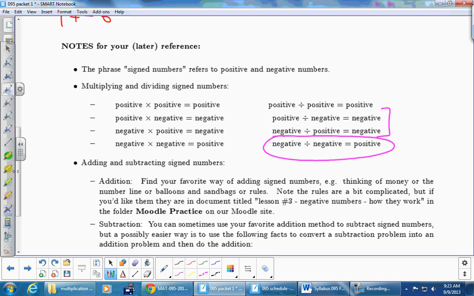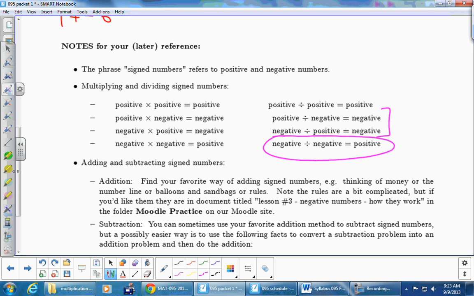The first column is exactly the same as the second column, except the first column is multiplication. The second column is division, okay? So that's pretty much all there is to know about multiplying and dividing. Adding and subtracting is another story. It's a lot more complicated for adding and subtracting.